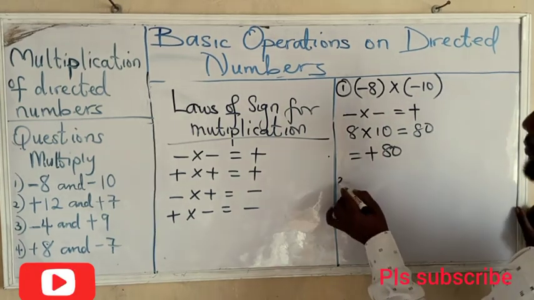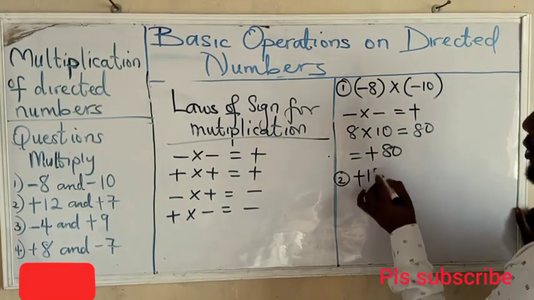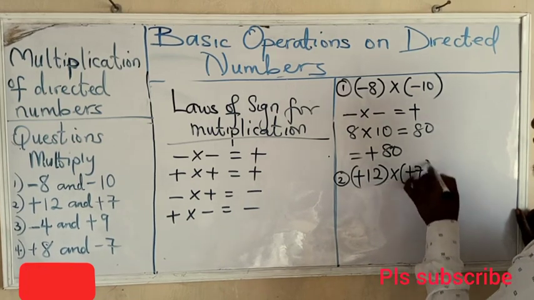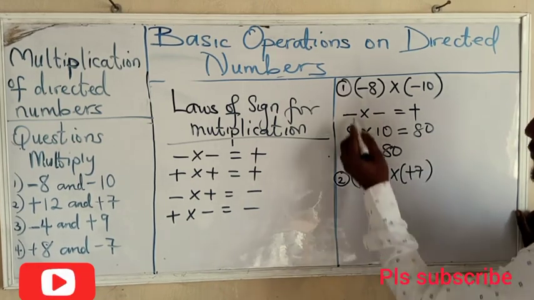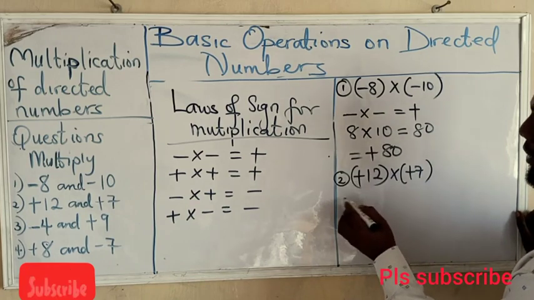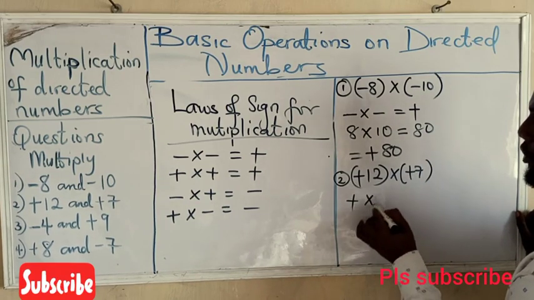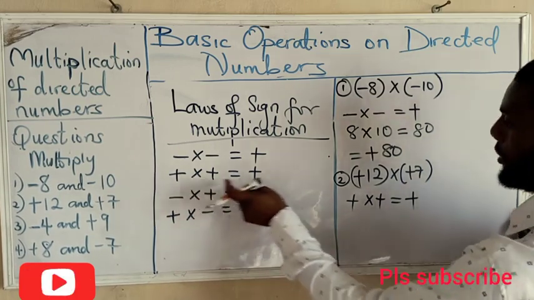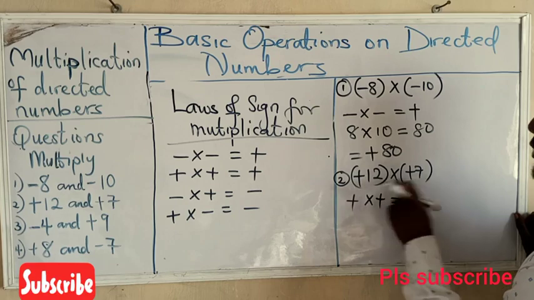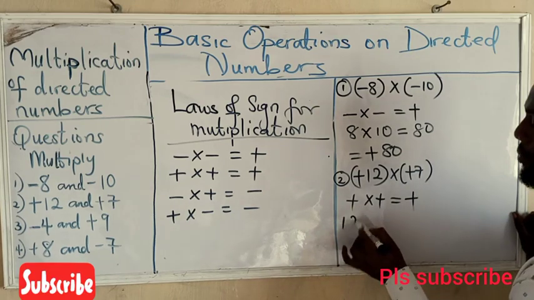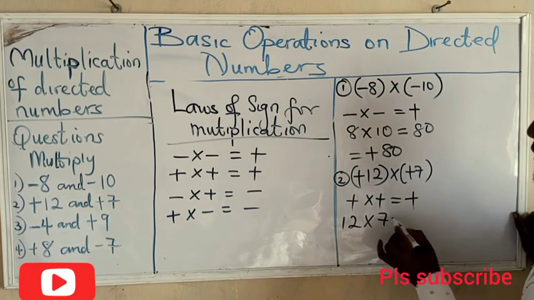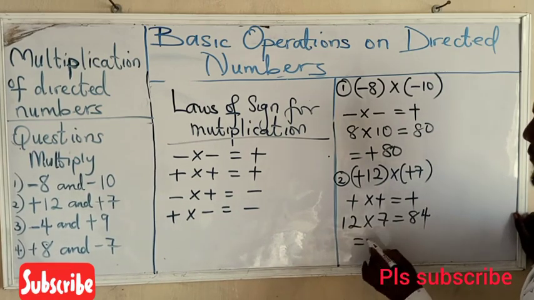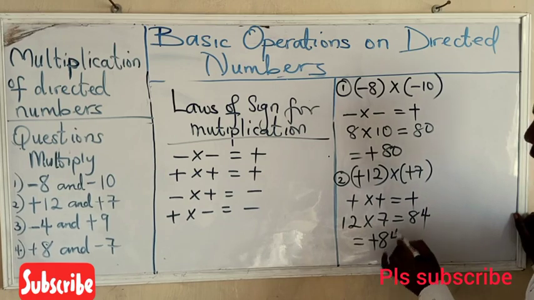Let's look at number 2. Plus 12 times plus 7. The same thing, the first thing we should do is separate the signs. So we say plus times plus, and the answer gives me plus. Can you see? Plus times plus equals plus. Then the next thing is to multiply the numbers only. So 12 times 7 is 84. If I combine them, my final answer is plus 84.